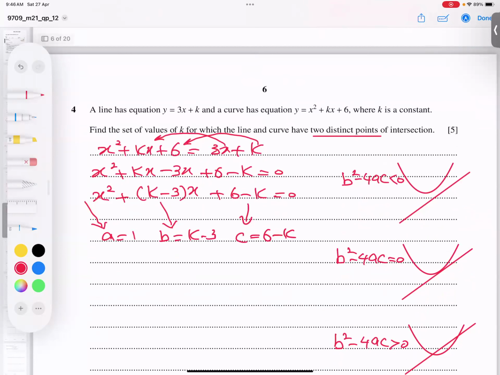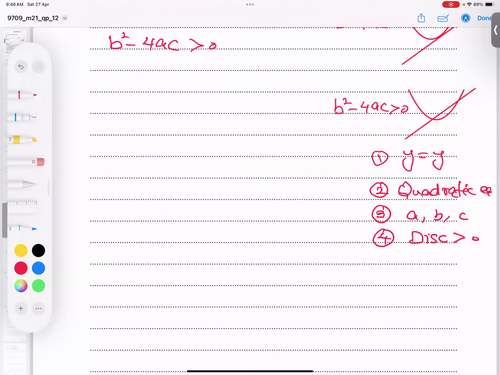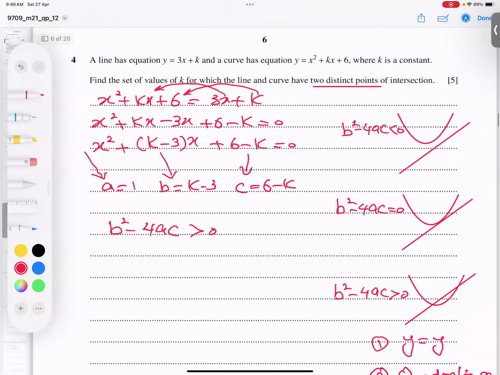So now I'm writing the discriminant. b squared minus 4ac bigger than 0. I hope you got my point. Okay, bigger than 0. Now, students, what is the technique? Plug in all the values: b squared minus 4, a is 1, c is k times 6 minus k, bigger than 0.